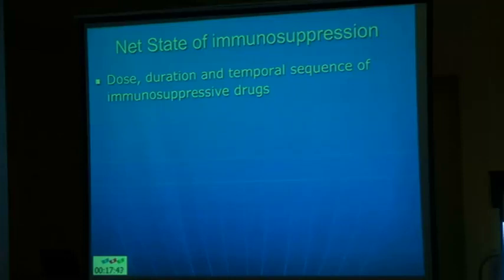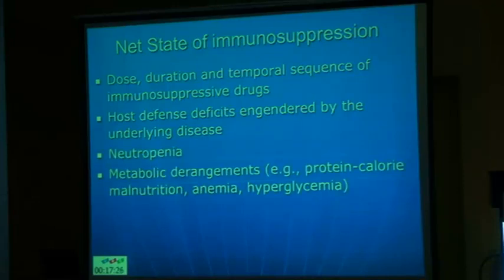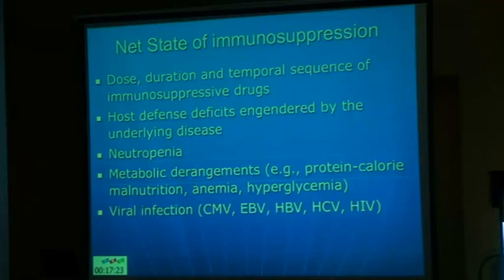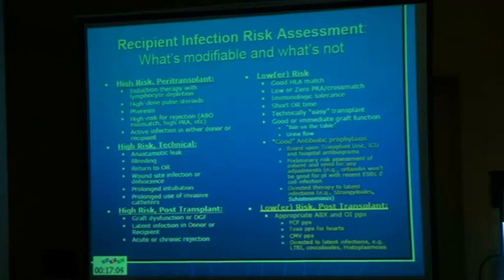The net state of immunosuppression does not only depend on the dose, but also on whether the patient was receiving other drugs before, chemotherapies or other immunosuppressive drugs, and the host defense deficits engendered by the underlying disease like diabetes or hypogammaglobulinemia, neutropenia, the general health of the patient, malnutrition, the presence of co-modulatory viruses, etc. The risk of infection does not only depend on the net state of immunosuppression, but actually it's an interplay of those three factors, because epidemiologic exposure is also important, and whether or not the patient is receiving prophylaxis is important.